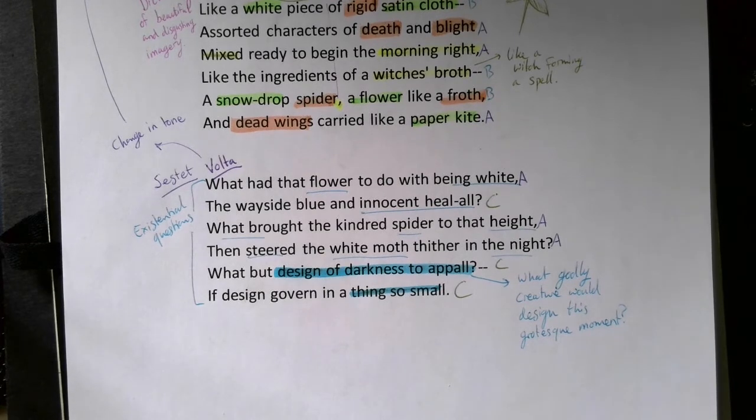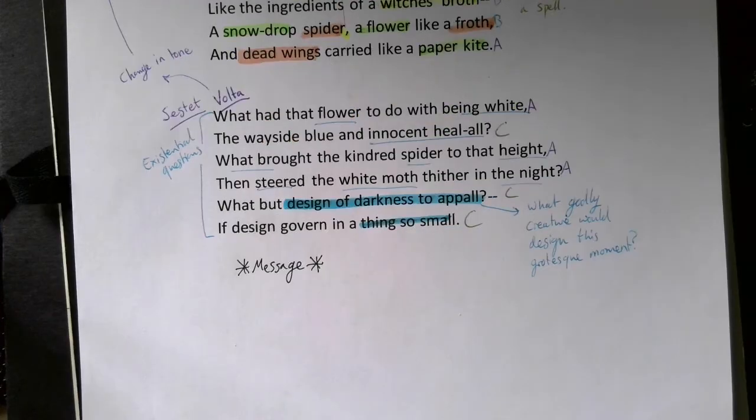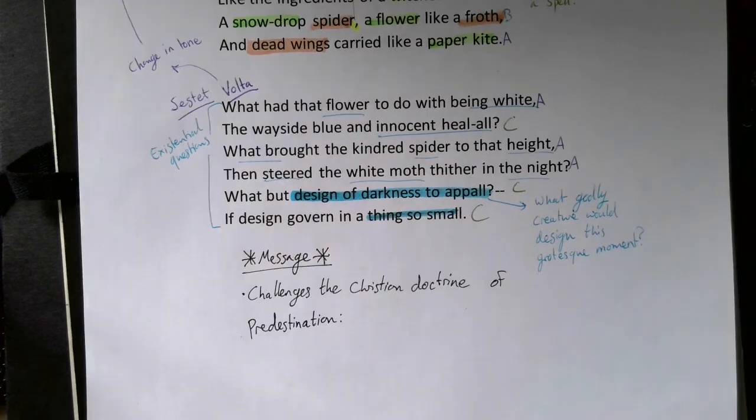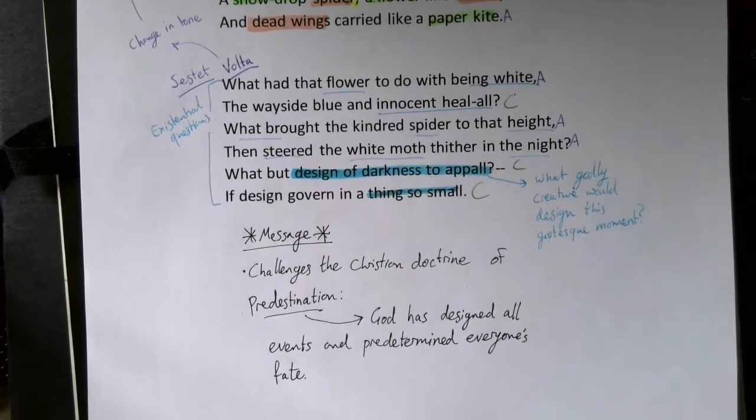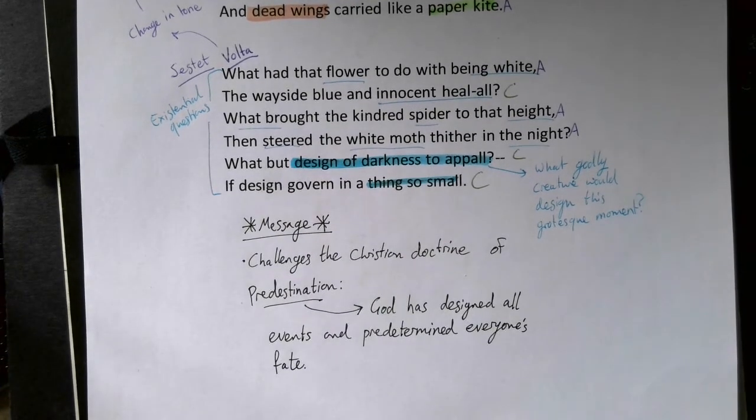Now you might be thinking, is this a blasphemous poem that's trying to say that there is no God? No, I don't believe so. I think it's instead questioning something. I believe instead that Frost is challenging the idea that everything must happen for a reason. Instead, I think he is challenging the Christian doctrine of predestination. It's the doctrine that God has designed all events and predetermines everyone's fate.